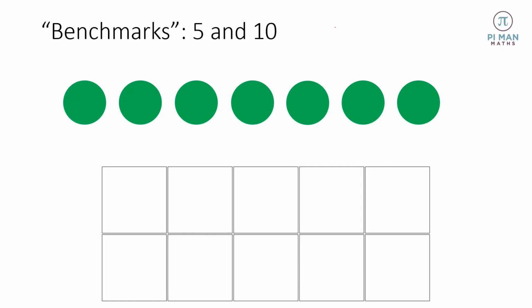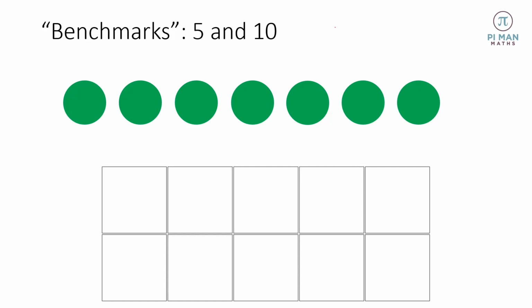Now, benchmarks are incredibly useful as well. Our number system with base 10, which we use with our 2 hands, is where it comes from. That's where the word digital comes from: digit, your fingers. So 5 and 10 are natural. They're the natural benchmarks. Here's a number of green discs.